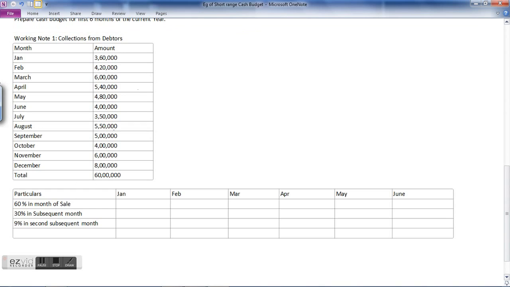Now let's prepare this working. First, how much is the sale in Jan? 3,60,000. So 60% of 3,60,000, how much does that come to?